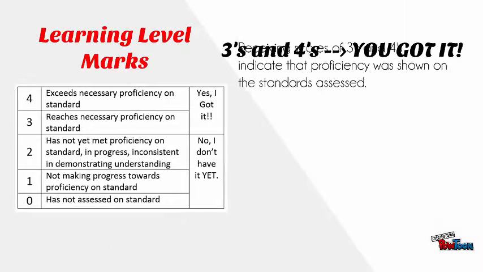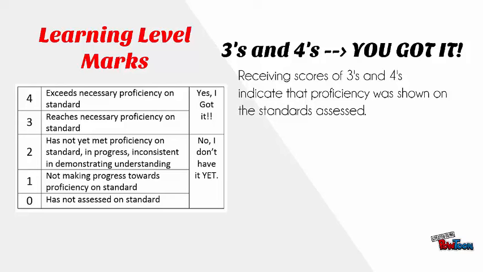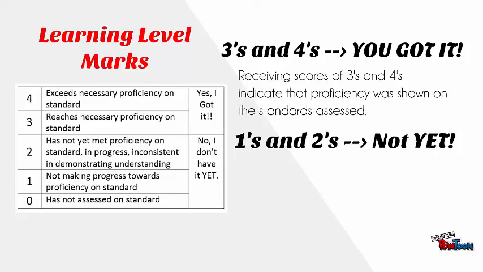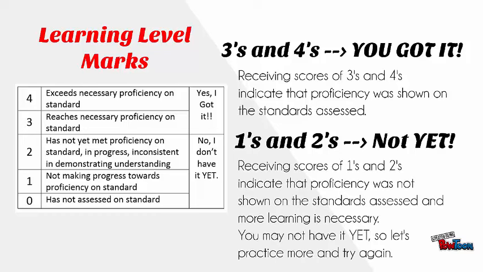We're going to review the learning level marks. A 3 and a 4 means you've got it. Receiving these scores indicates that proficiency was shown on the learning standards. A 3 means you've reached it. A 4 means you've exceeded the necessary proficiency on that standard. You've got it. 1s and 2s mean not yet.